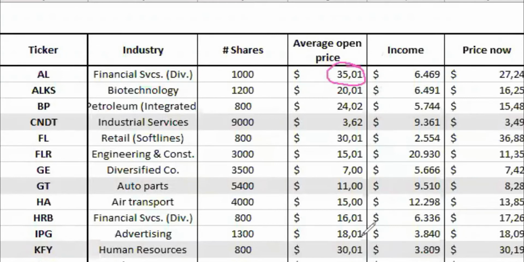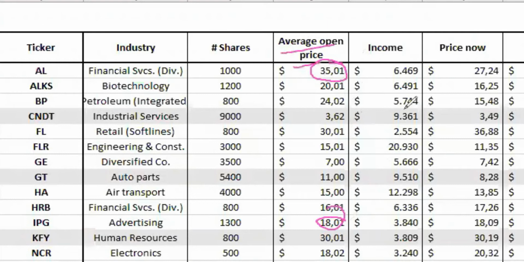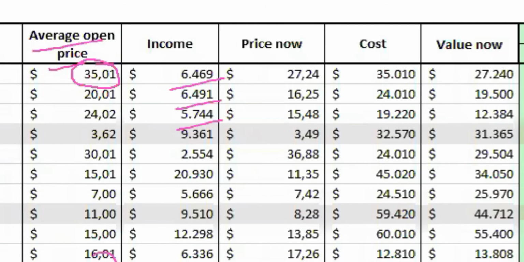In this table here, we can see the price that we have paid for the shares in the past, the moment that they were put to us. It's here under average open price. The income that we've gotten on each one of these stocks could be put income or call income. We can also see the amount of money that we have invested up until today in buying these stocks.